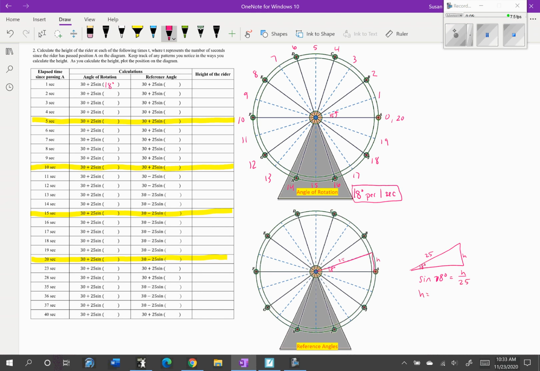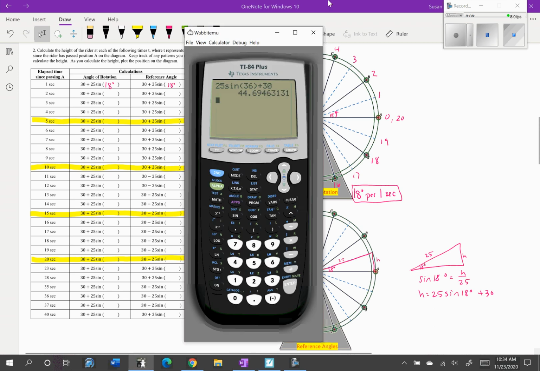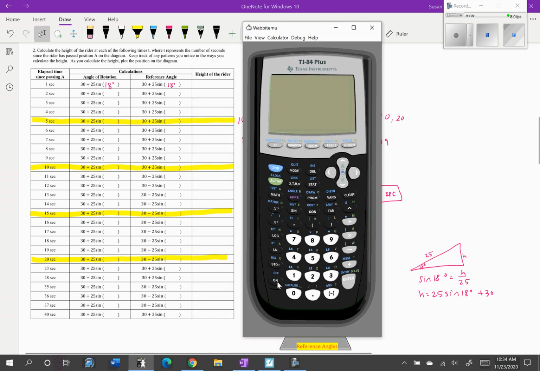So h is equal to 25 times the sine of 18 degrees, and then plus the 30 because we have to add from the ground, because from the ground to the center of the wheel we know is, again, 30. So that's where that comes from. And same thing for the angle of rotation. So we know this is also 18 degrees. So then when we get our calculators, we're going to go ahead and plug that in.